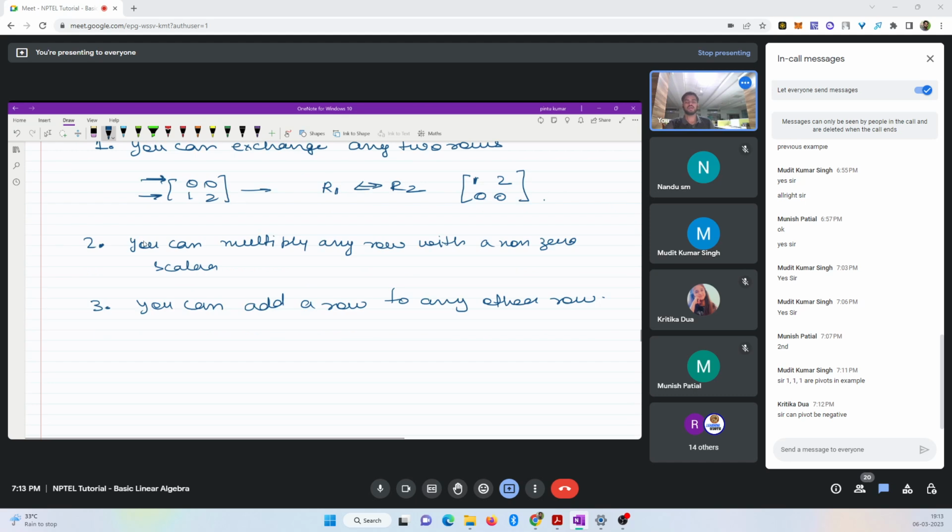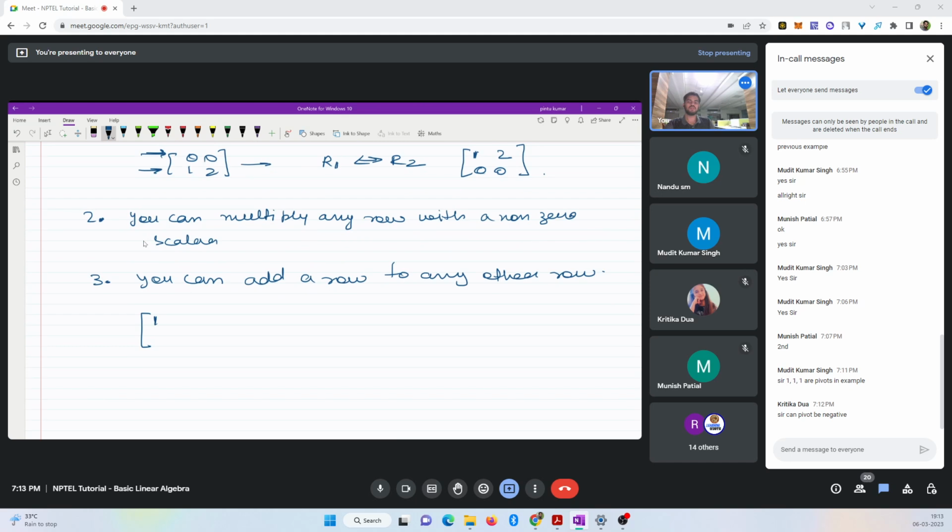Okay. Now let's take an example. Let's say we have 1, 2, 2, 3. We want to convert this particular matrix. Kritika, in row echelon form, your pivot can be negative. There is another form called row reduced echelon form. In that, you can't have your pivot to be negative. There, all the pivots should be 1. I'll come to that, but in row echelon form, you can have your pivot to be negative. In row reduced echelon form, you can't.